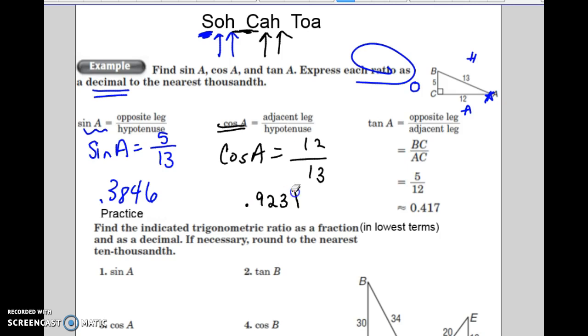Do I need to round up, or is that rounded? That's rounded. Okay, so I'm just pointing that out because I want to make sure that you're rounding correctly. Okay, I want to give you a second. I want you to try 1 and 2 on your own.